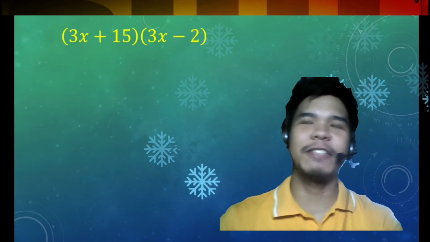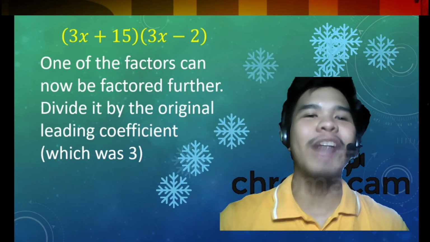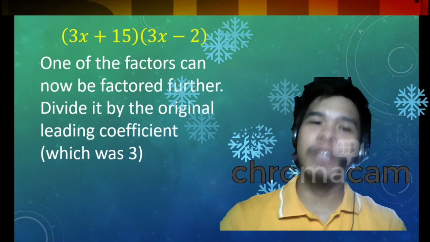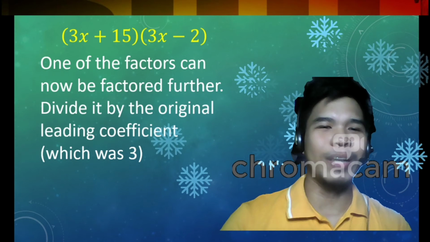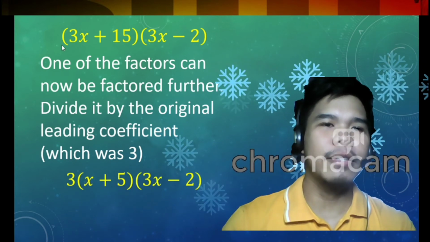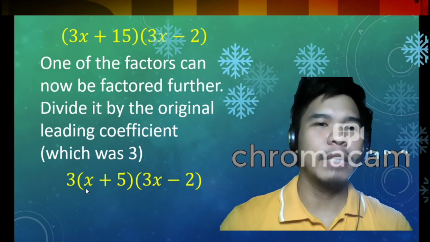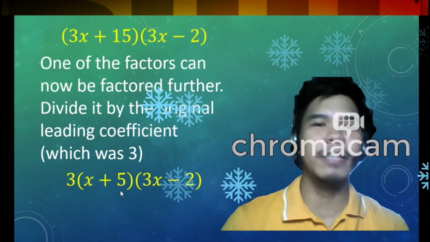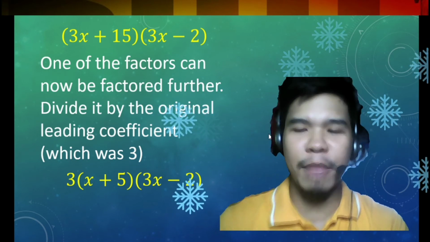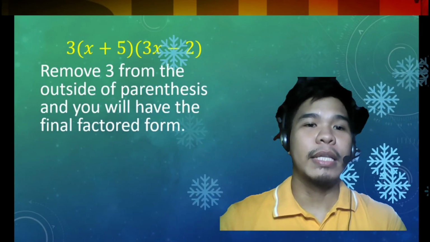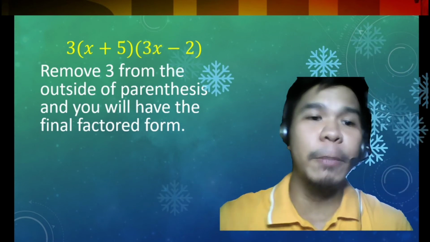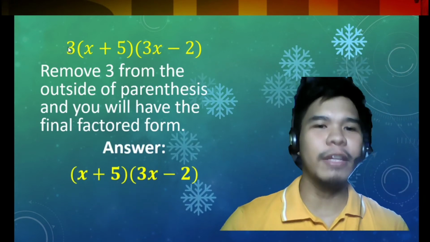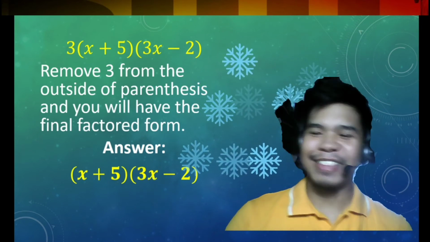We have now 3x plus 15 and 3x minus 2. One of the factors can now be factored further, the first factor, 3x plus 15. We need to divide it by the original leading coefficient, which was 3. So 3x divided by 3 becomes x, plus 15 divided by 3, that is 5. So it became 3 quantity x plus 5. Then you copy the second factor, 3x minus 2. The last thing to do is to remove the 3 from the outside of the parentheses, and you will have the final factored form. So the resulting factored form is x plus 5 and 3x minus 2.